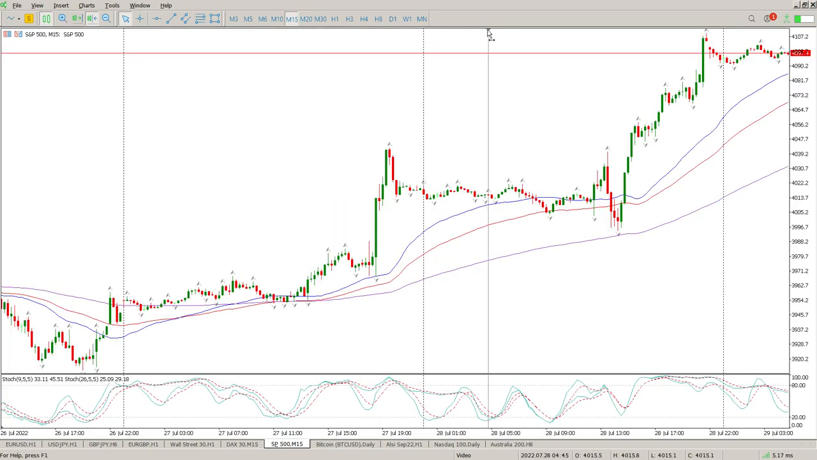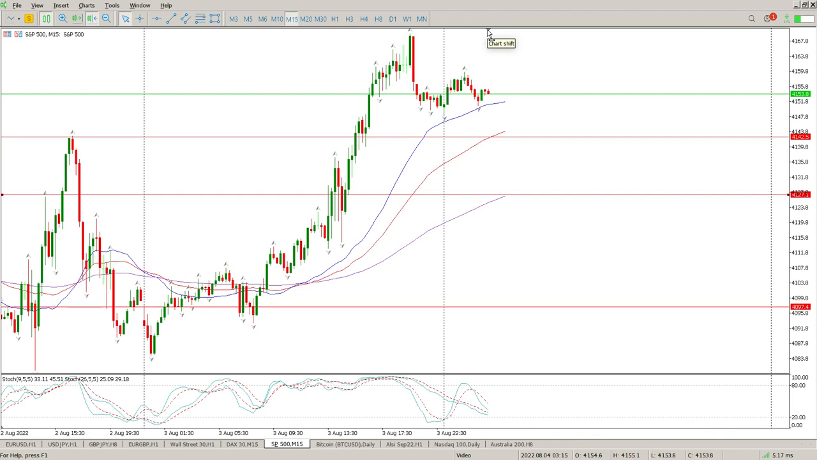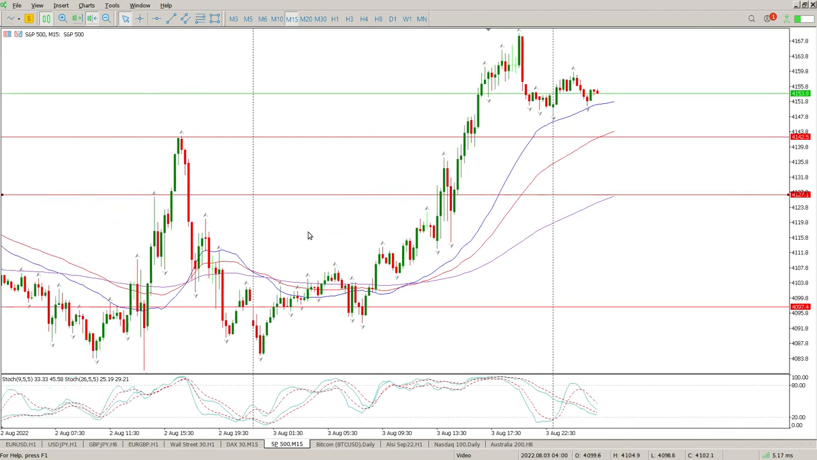Now, we've got the jobs number and then we've got non-farm payrolls coming out. And as I pointed out yesterday, there are a few gaps here on the downside. They were over here. Sorry, those gaps are closed. Those two there are closed.